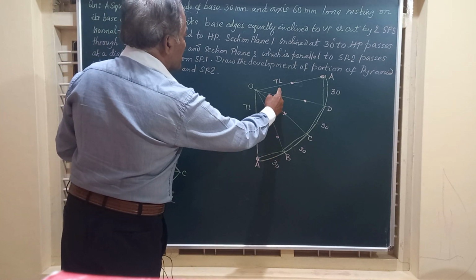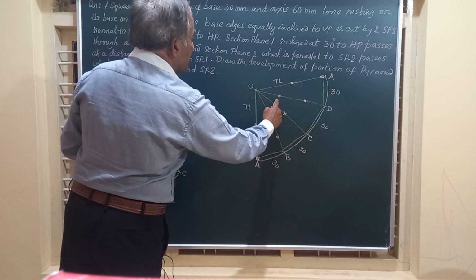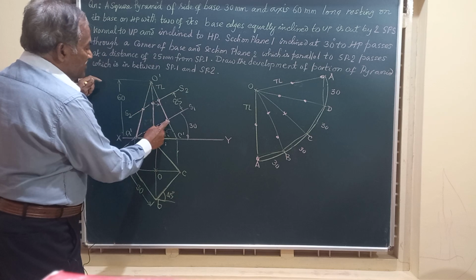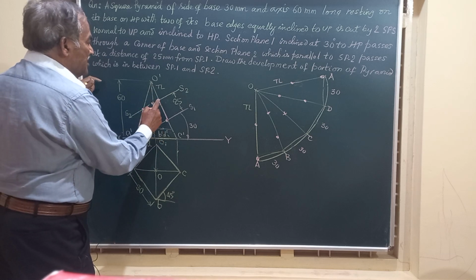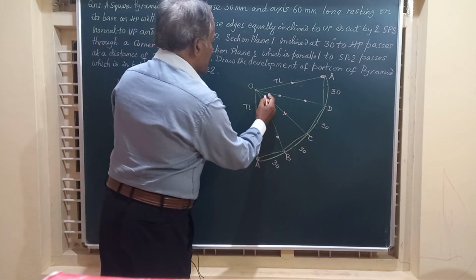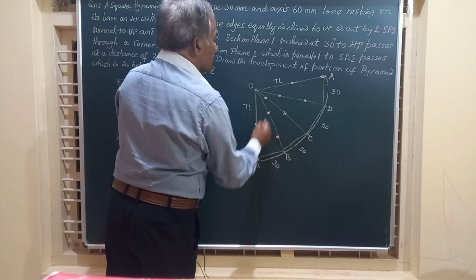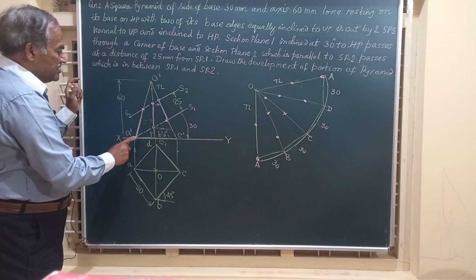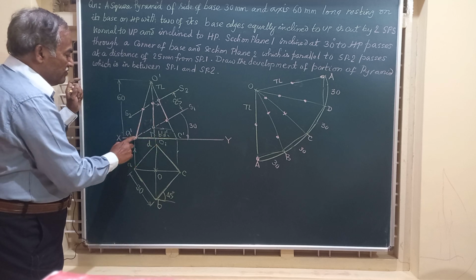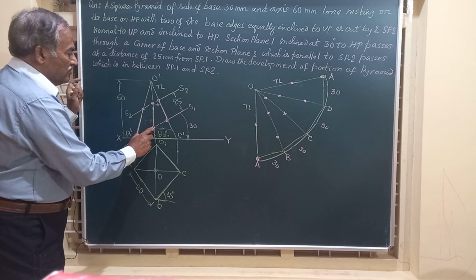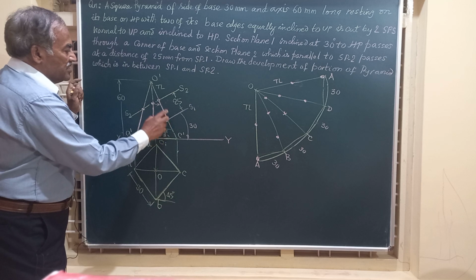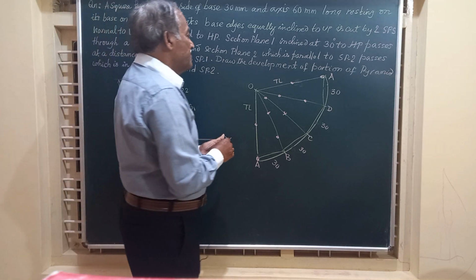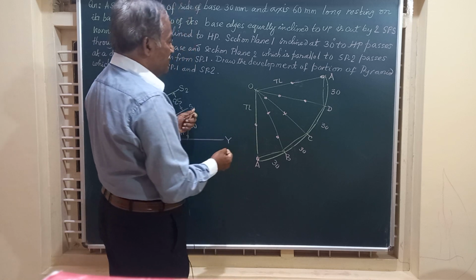Friends, I have to get points on OA. We got 2 points on OA, 2 on OD, and on OC. OC is the true length. Mark on OC. So friends, on each of these slant edges you are having 2 points: one here, one here, one here, one here, one here, and one here. Totally, we have got 2 points on every slant edge of the pyramid.